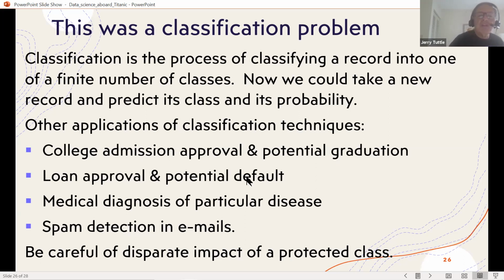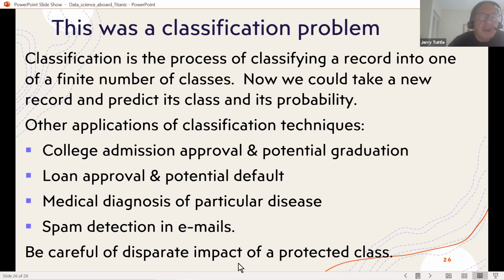Loan approval and potential default. We all know about credit scores. Credit scores are a kind of classification, and the use of credit scores as to whether you should be offered a loan or not. Medical diagnosis of a particular disease, particularly for doctors who somehow have to maintain in their heads an enormous database of diseases and diagnostic conditions, spam detection in emails. So these are a lot of ways that classification comes in.